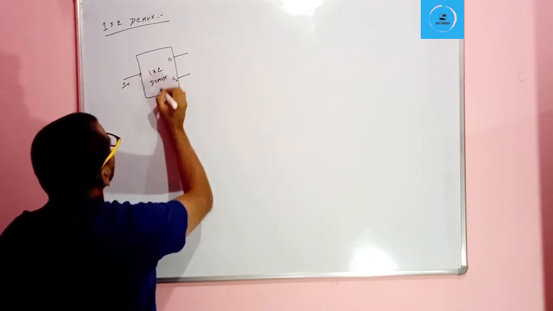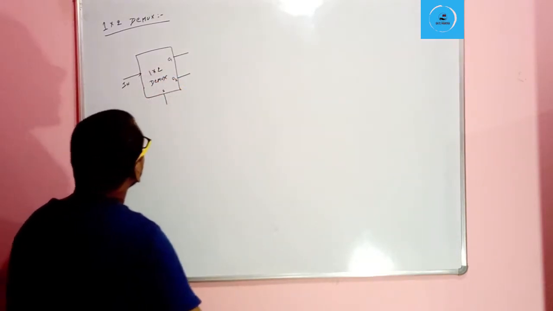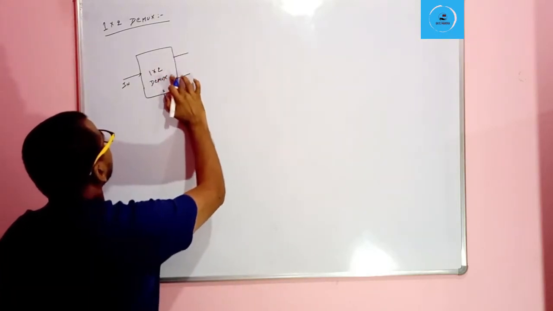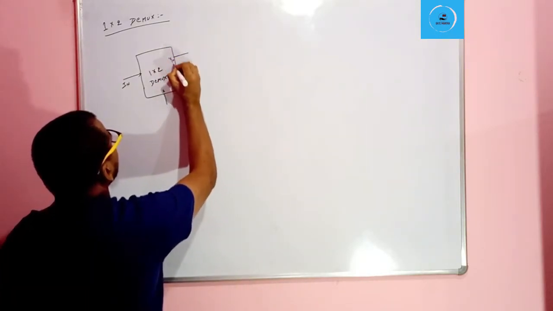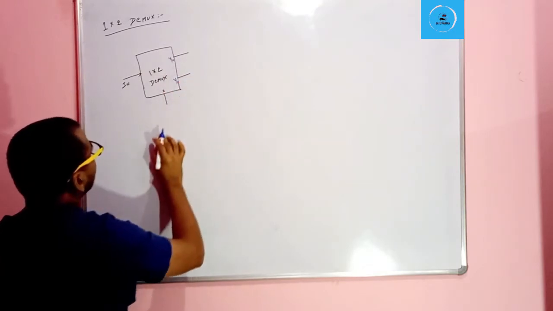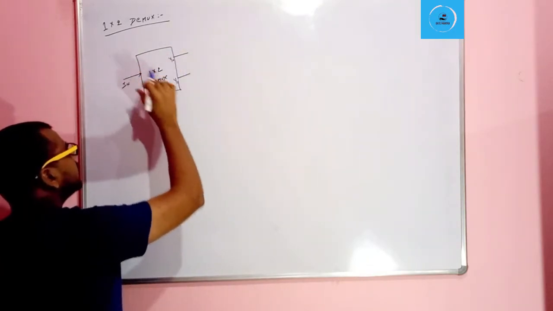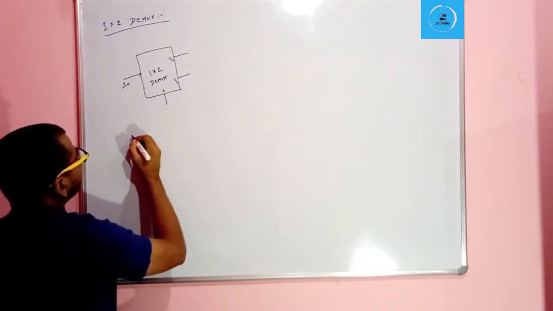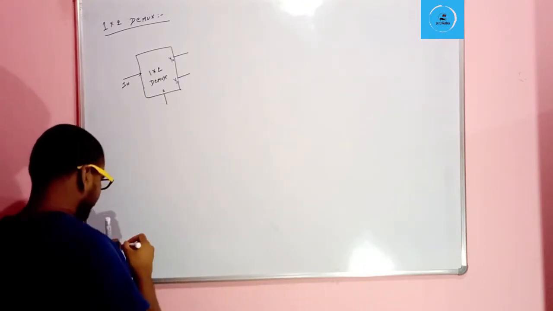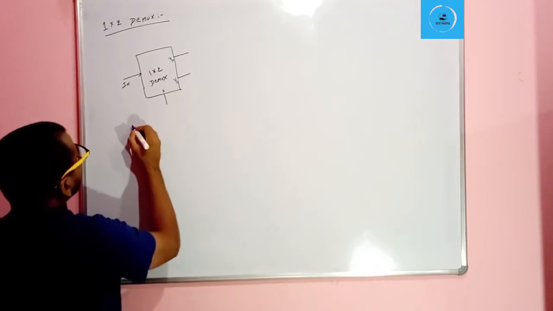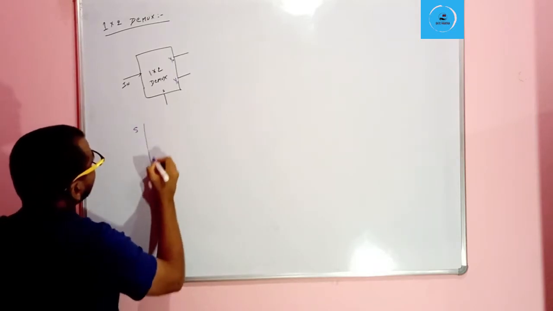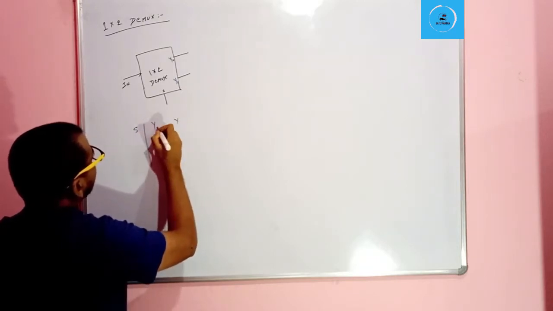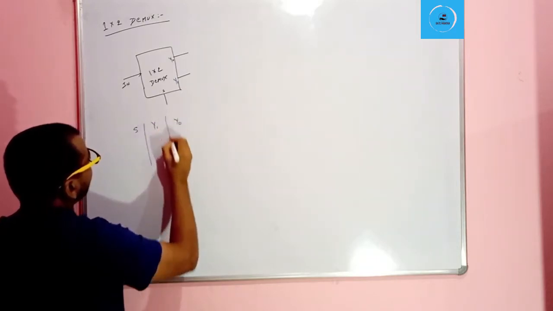So here we have to write the truth table, right? Make it y0 and y1. So here are the two outputs and one input, and there is one selective line. Now we will write the truth table. This is S, this is y0, and this is y1.